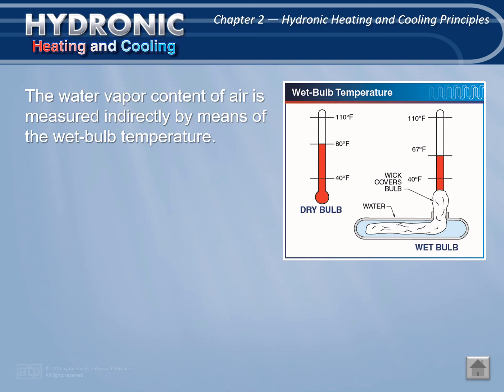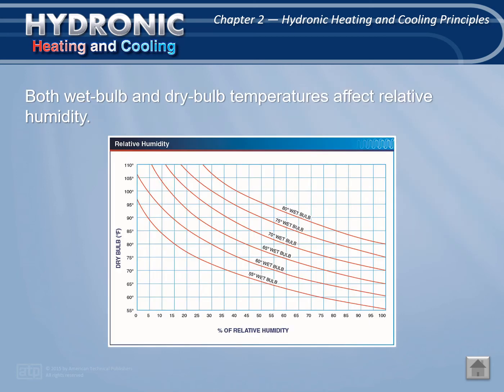Wet bulb temperature is the temperature of air as if it were cooled to 100% relative humidity. Wet bulb thermometer readings at a given dry bulb temperature are directly related to humidity. As you can see on this chart, it illustrates how various dry bulb and wet bulb temperatures affect relative humidity.